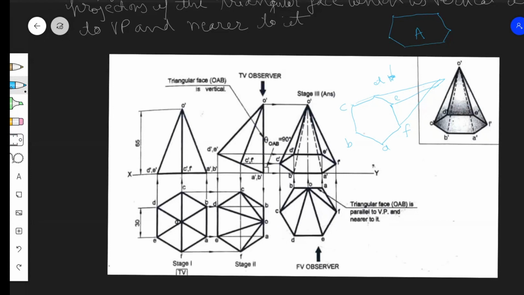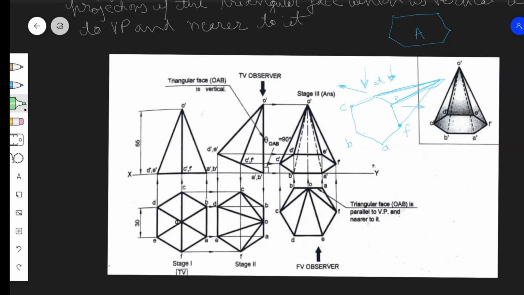D and E. Actually, which is the base? Base is AB. Okay, base is AB. So D, this line, this one, and E is clearly visible. Now, when you are seeing from the top, this point F and this point E is outside here. Here also it is outside. So this will also be seen clearly.